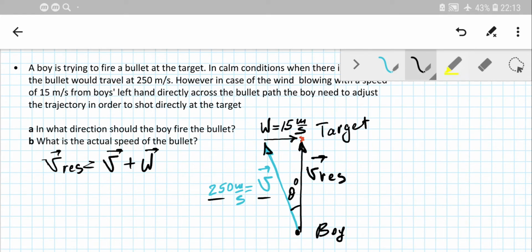So v resultant in this case is still v plus w. However, hold on, we know that this is a right angle triangle, so v resultant is going to be less than v, absolutely. Okay, it's going to be less than 250 meters.